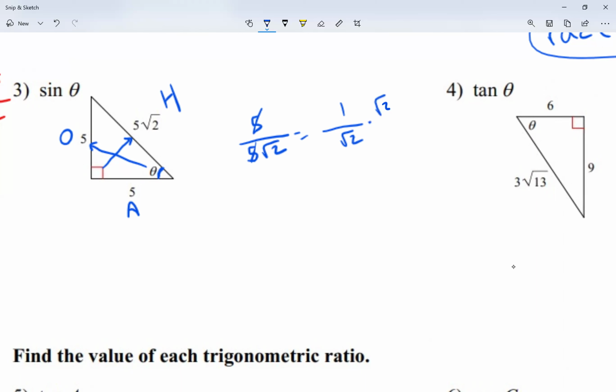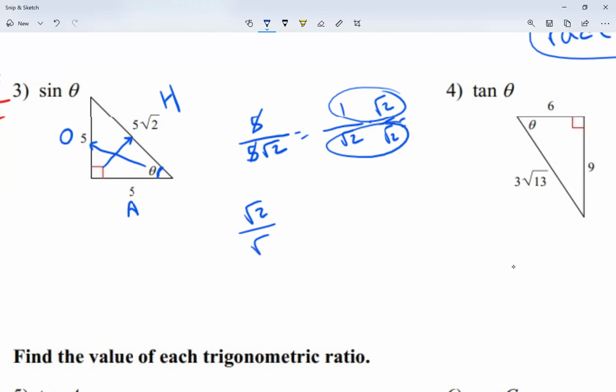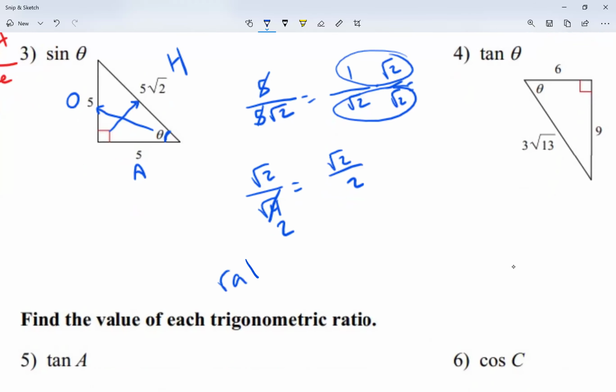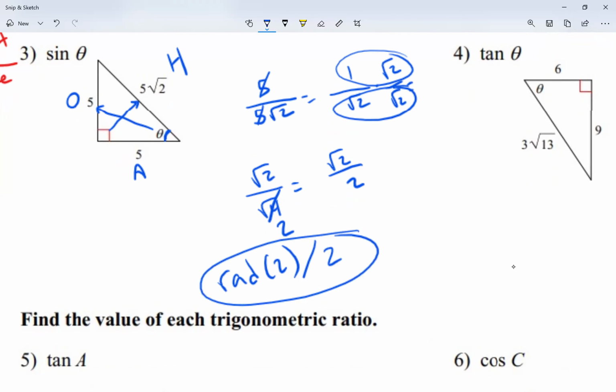Again, if you already forgot, I'm going to multiply top and bottom by radical 2. So on the top, 1 times radical 2, I'm just going to call it radical 2. At the bottom, radical 2 times radical 2 is radical 4, but the square root of 4 becomes a whole number. So my answer here is radical 2 over 2. And the way I type that is RAD, and then 2 inside parentheses, backslash, because I have a fraction, 2. So radical 2 over 2.